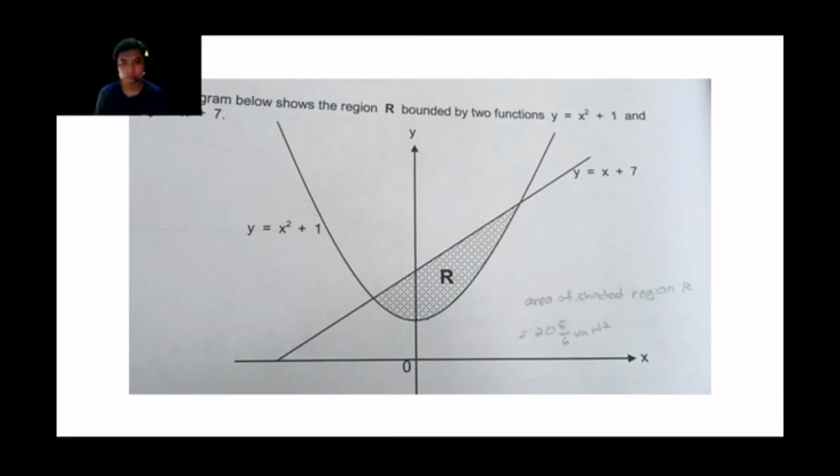Assalamualaikum warahmatullahi wabarakatuh. My name is Ahmad Danish bin Azmi. My student ID is 2019400446, and today I want to share about the shell method. So this is the question. The diagram below shows the region R bounded by two functions, y equals x power of 2 plus 1 and y equals x plus 7.